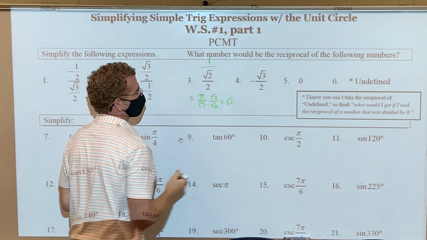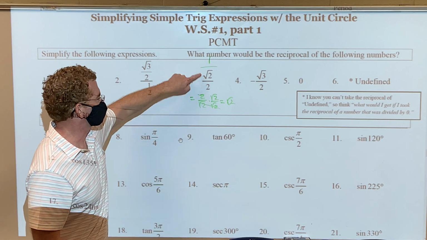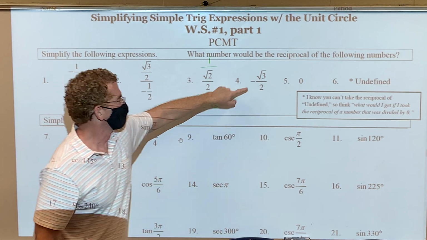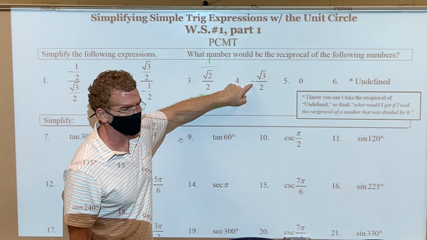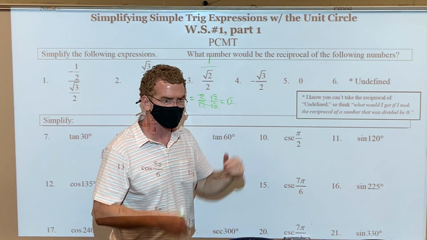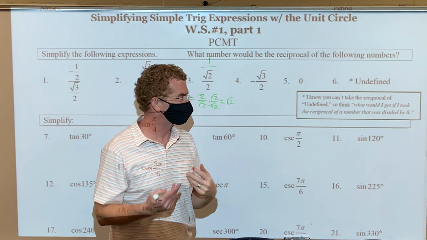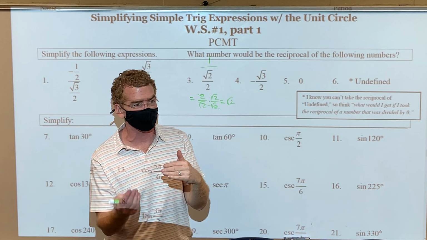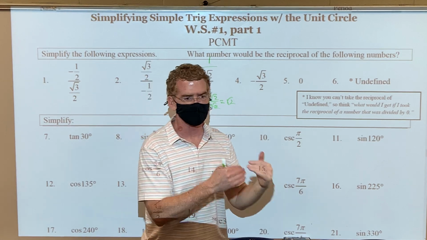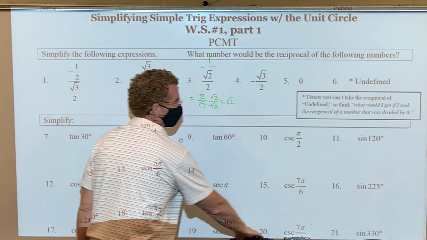You can go through that, or you can start realizing, oh, root 2 over 2 is root 2 when I flip it. Negative root 3 over 2 is negative 2 root 3 over 3 when I flip it. If I flip a 0, it becomes an undefined, and if I flip an undefined, technically it's not anything, but what would it become when you're thinking about it this way? 0. And knowing that will save you a little bit of time.